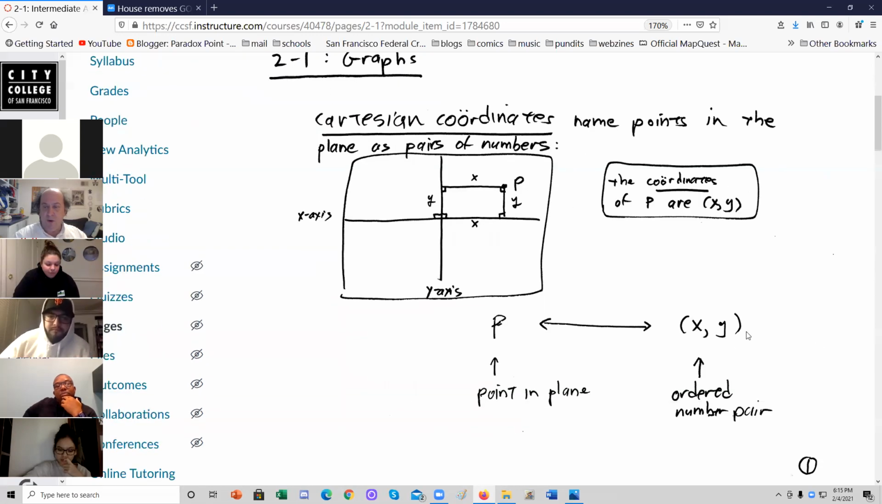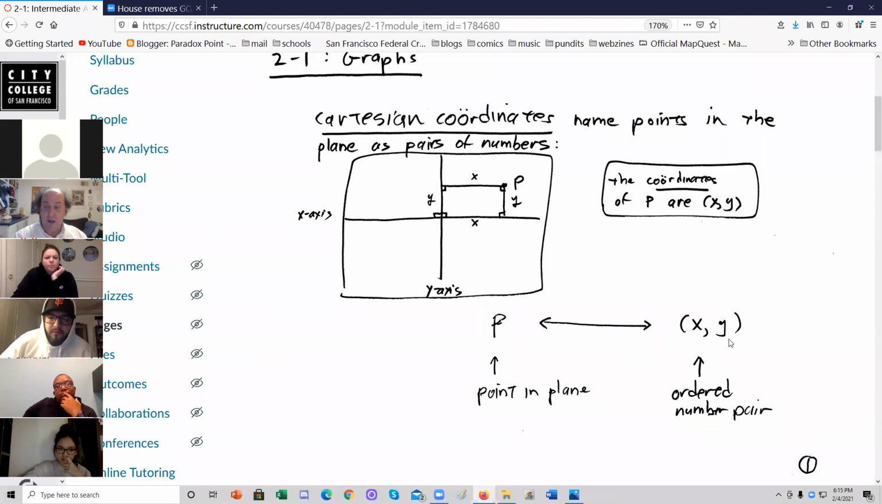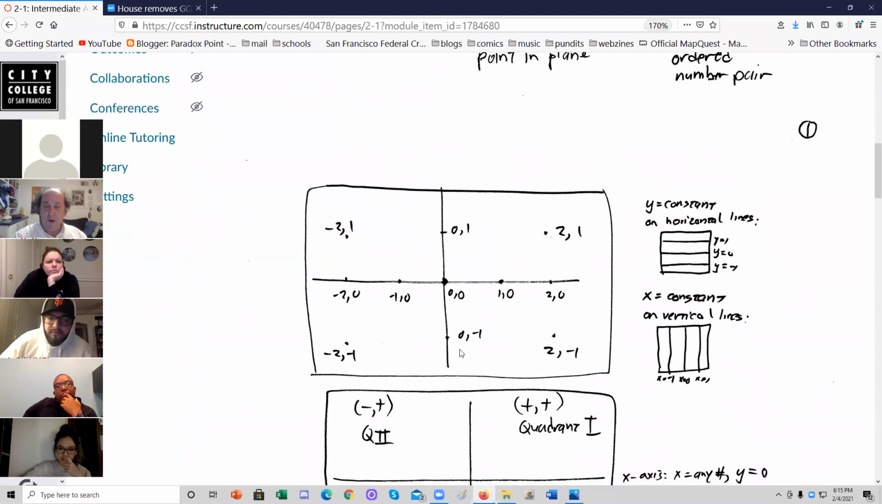So a point in the plane corresponds to an ordered number pair. It's ordered because it matters. X by y is usually not the same thing as y by x. So for example, 2 by 1 is over 2 and up 1. This point is back 2 and up 1, so it's negative 2 by 1. This point here is back 2 and down 1, so it's at negative 2 by negative 1. This point is over 2 and down 1, it's at 2 by negative 1.